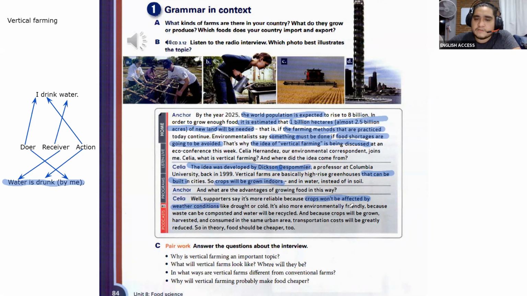It's also more environmentally friendly because waste can be composted and water will be recycled. And because crops will be grown, harvested, and consumed, transportation costs will be greatly reduced. And that's it.